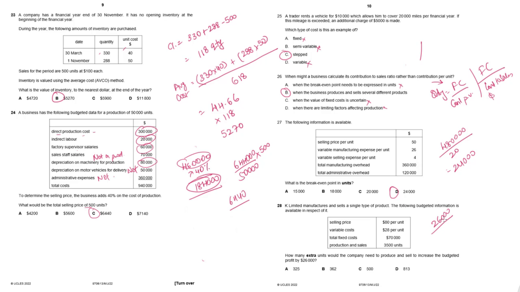Let's say in this case it's 80 minus 28, which is 52. So for one unit you are getting $52 additional contribution. How many units would you need to sell to make it equal to 26,000 additional profit? So 26,000 divided by 52, 500 units. C.